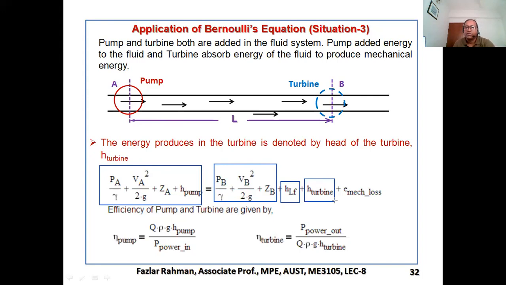The turbine doesn't have 100% efficiency. Say it absorbs a head of water of 100 meters, then it cannot produce mechanical energy by the same amount, because then the efficiency would be 100%, right?